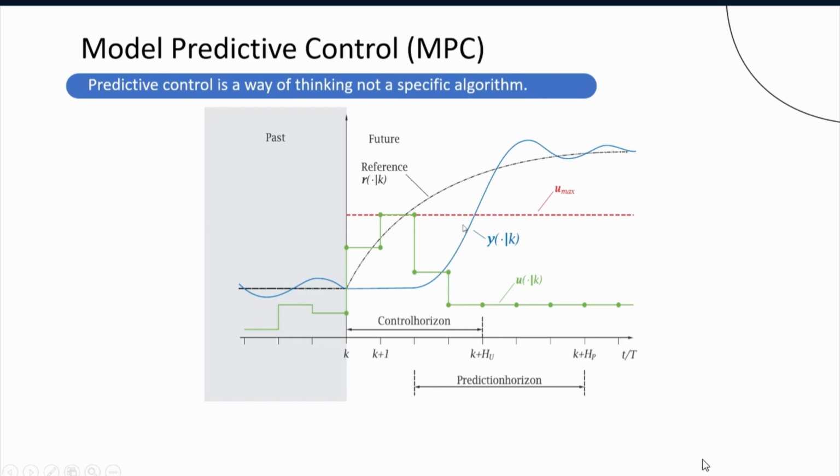For example, I have this constraint here, which is the maximum effort for the control. It can be, for example, the maximum voltage that I can have. So yes, the nice thing is it deals with the constraints while it is optimizing the control problem.